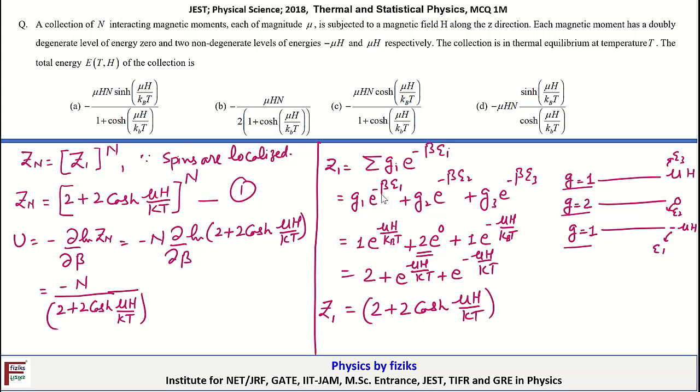Okay, and then again the differential of this term with respect to beta, which is 1 by kt, will give us 2 sine hyperbolic mu h by kt, and then multiply by mu h, because it's a beta mu h, its differential with respect to beta will give us a mu h only.